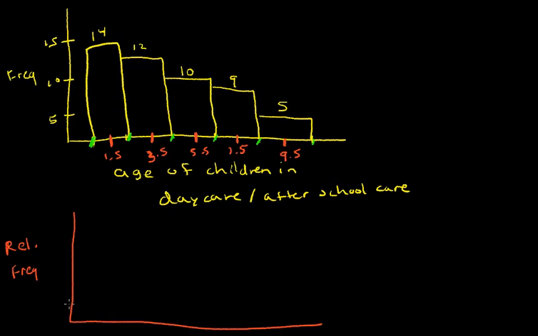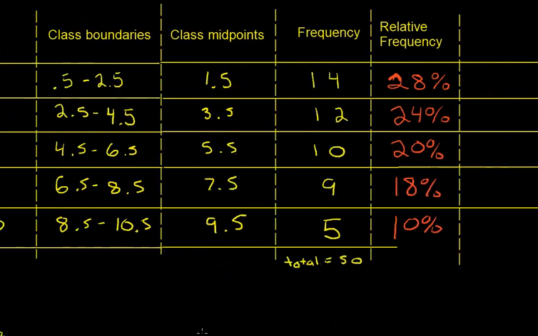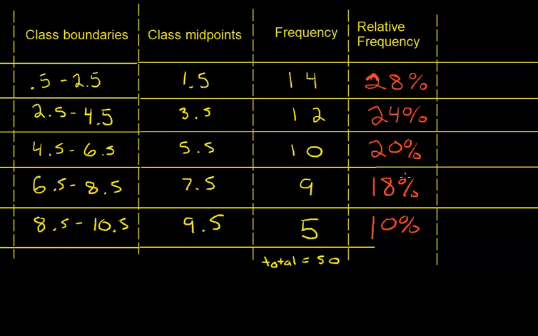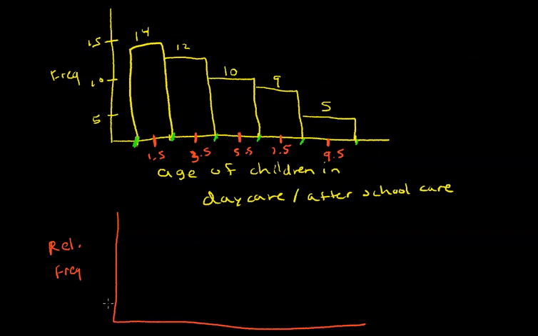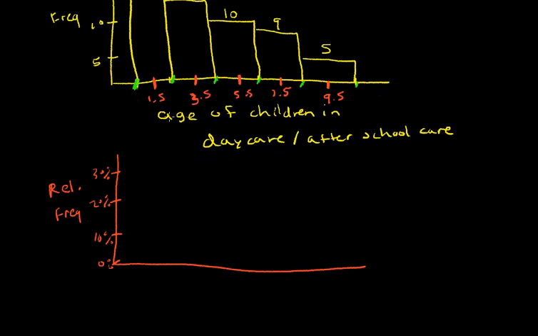Our range of percentages for our relative frequency goes all the way up to about 30%, so from 10 to 30. I'll count by tens. Here will be 10%, 20%, and 30%. Down here is 0%. And then the x-axis is going to be exactly the same as it was in the frequency histogram. This is going to be the age of the children in daycare or after school care.